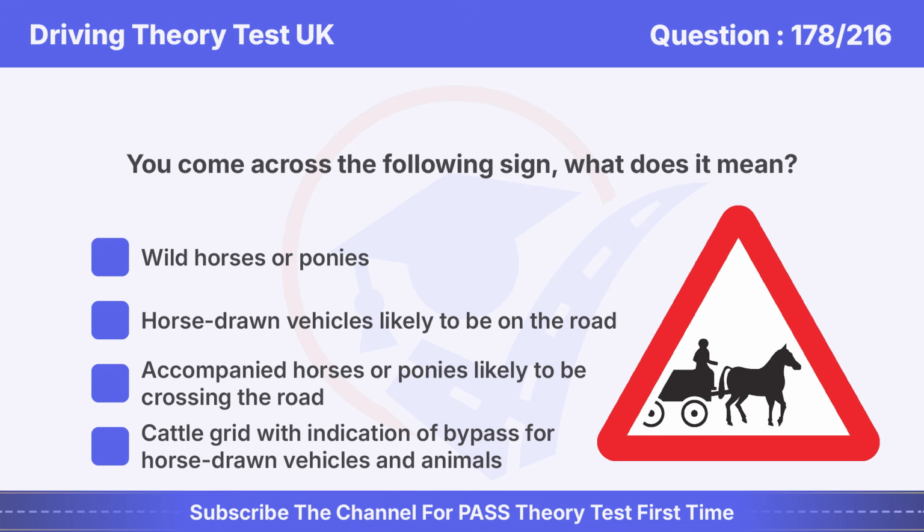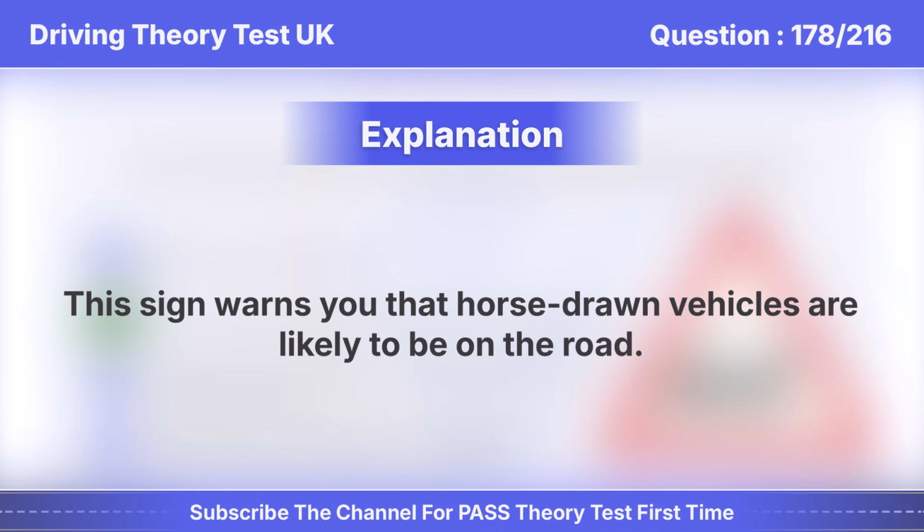Question 178. You come across the following sign. What does it mean? Answer is B. Horse-drawn vehicles likely to be on the road. This sign warns you that horse-drawn vehicles are likely to be on the road.